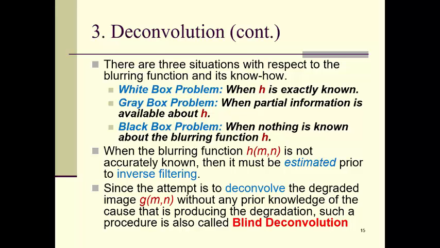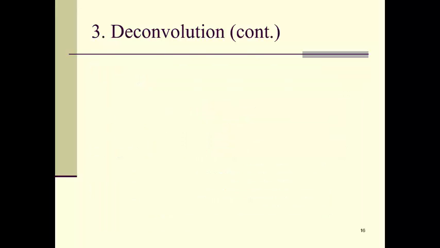Since the attempt to deconvolve, which is the opposite of convolution, the degraded image G without any prior knowledge of the cause that is producing the degradation, such a procedure is called blind deconvolution. If I don't have any information about H, in this case we will do something which is called a blind deconvolution.